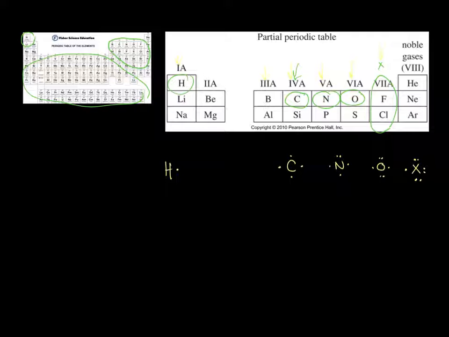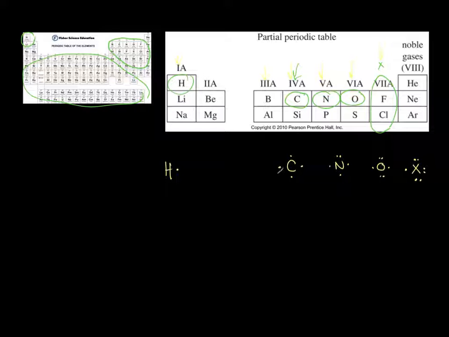The octet rule is to have 8 electrons around them. Notice that none of them by themselves have 8 electrons around them. Therefore, they need to share electrons. Carbon would need to share or gain an extra electron on each side in order to have 2, 4, 6, and 8. And that's what covalent means. So a covalent bond is that you're sharing electrons.